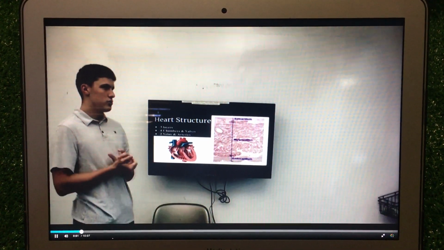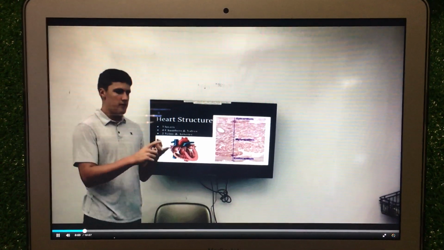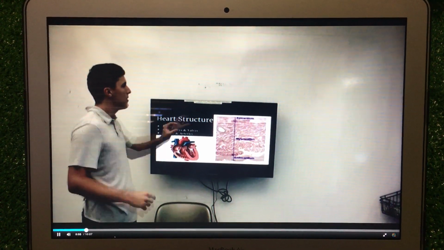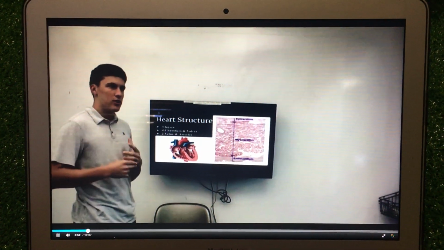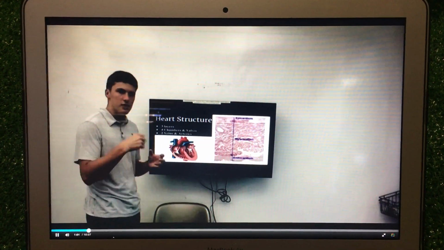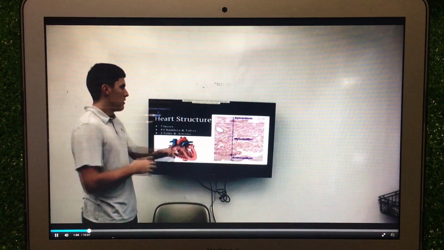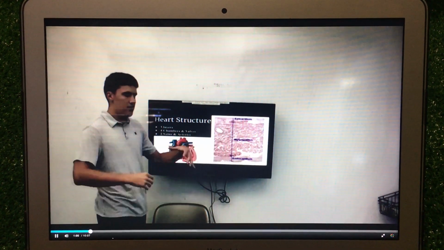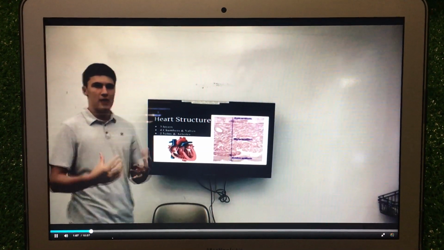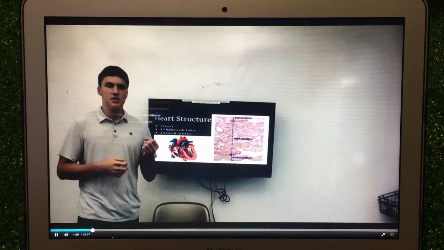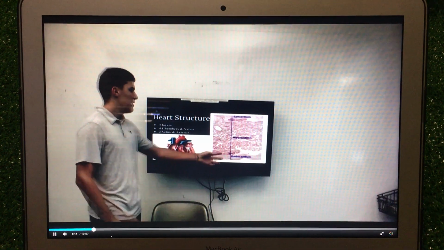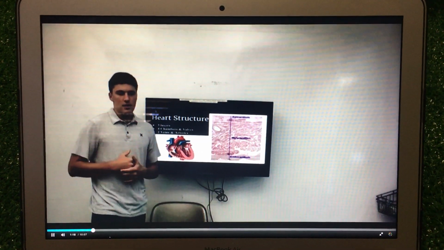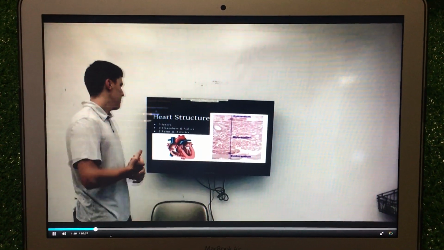Now for the heart structure, it's made up of three different layers: epi-, myo-, and endocardium. The epicardium is the outer layer. It's dense irregular connective tissue. It's got to withstand all those contractions over and over again. The myocardium, as you can see, is the thickest, because of the actual mass of the heart. It's the muscle. This is what does the contracting. This is the force that is applied. And then you also have the endocardium, simply the inner layer. It just lines the organ.